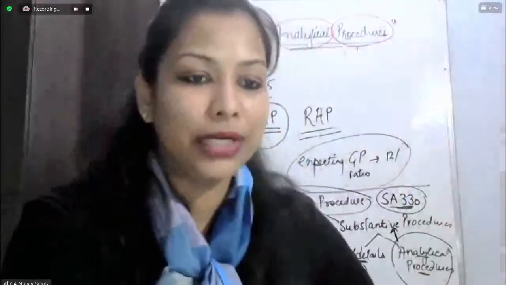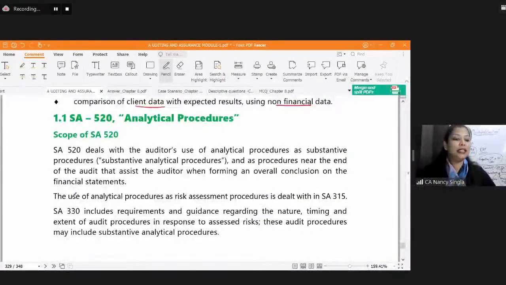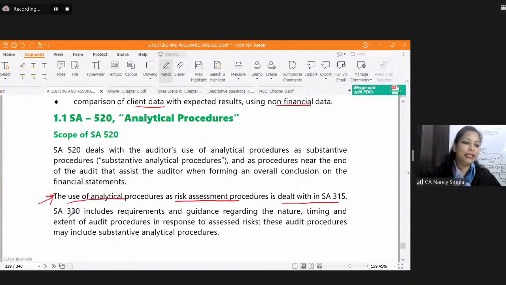Aditya, your doubt regarding whatever you have written will be clear from here. See, first I am reading this line. The use of analytical procedure as risk assessment procedures is dealt with in SA 315. Then read this. SA 330 includes requirements and guidance regarding the nature, timing, extent of audit procedures in response to assessed risks. These audit procedures may include substantive analytical procedures.